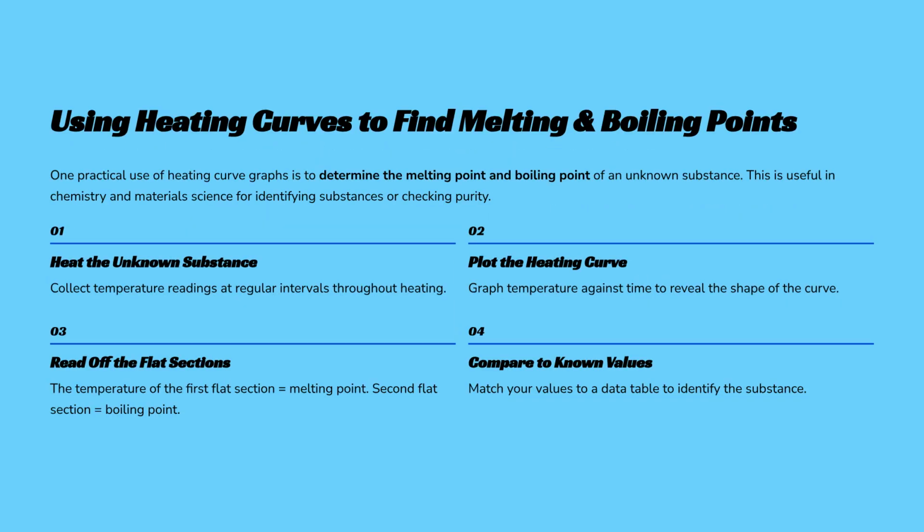Heating curves are used to identify unknown substances. You heat the substance, plot the results, and identify the melting and boiling points from the flat sections. You then compare these values against known data to determine what the substance is.